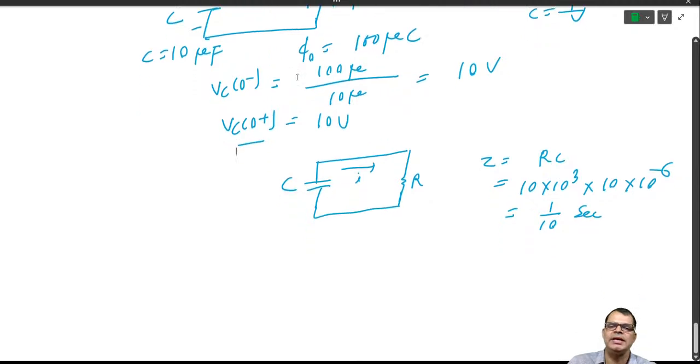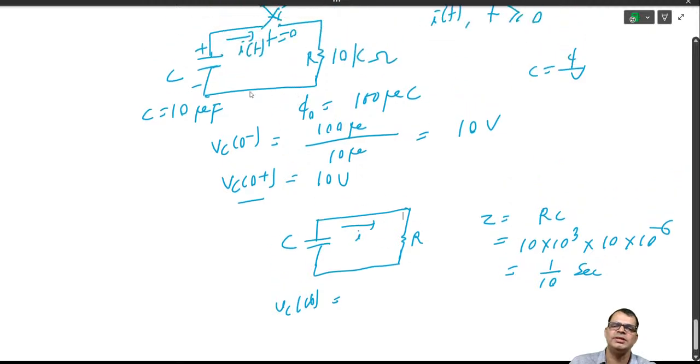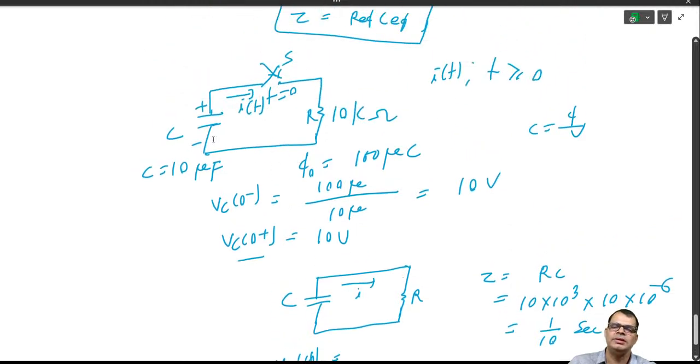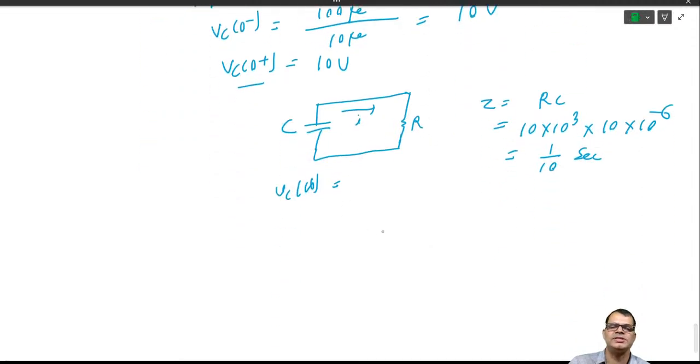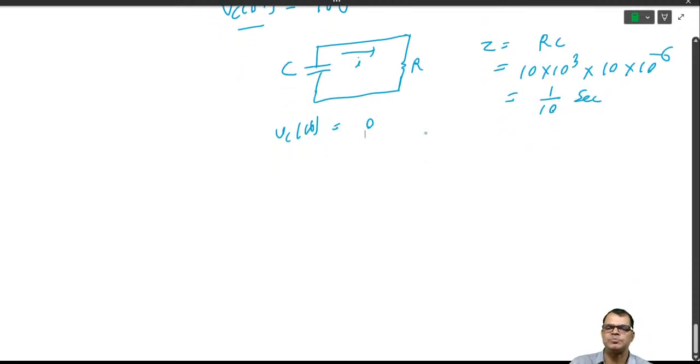Can anyone say what will be VC(infinity)? The capacitor will ultimately discharge because there is no forcing source here. Whatever charge is there will be completely discharged through the resistor. So VC(infinity) will be 0. Now we are in a position to apply the relations.